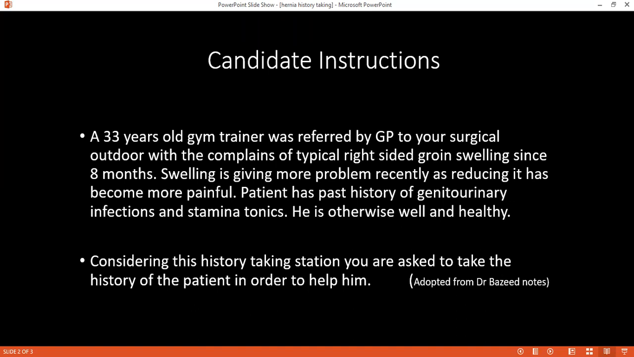Patient also had the history of a stamina tonic, which contains steroid, and patient also gave a history suggestive of some urinary tract infection in the past. Right. So how do you intend to manage this patient? I will.